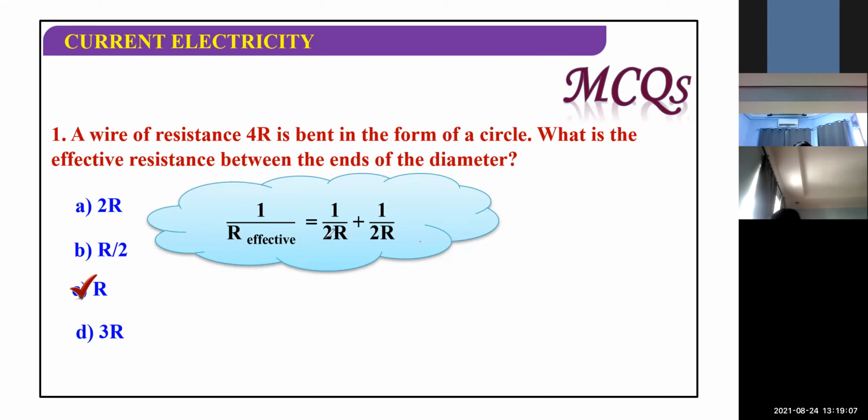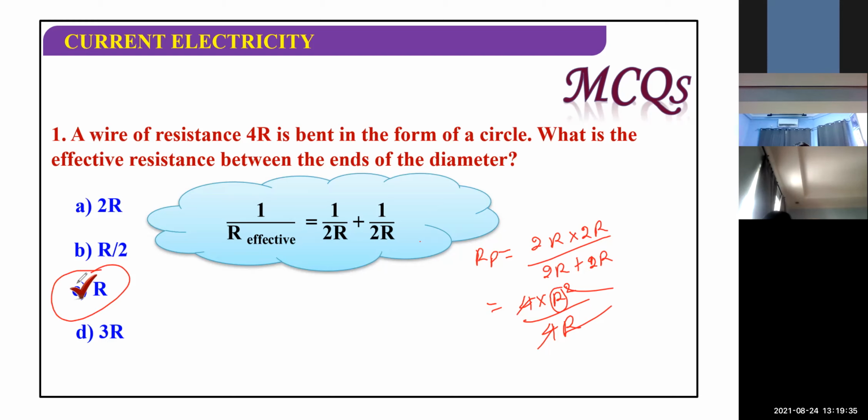Even the third method to do this same question, as I told you, the shortcut: if two resistors are there, you multiply in the numerator, and in the denominator you add. If you multiply, you get 2R into 2R, that is 4R square, divided by 2R plus 2R, 4R. R cancels with R, 4 cancels with 4, and you are left with only R. Again the answer is still R. So students, there are so many ways to do this question.